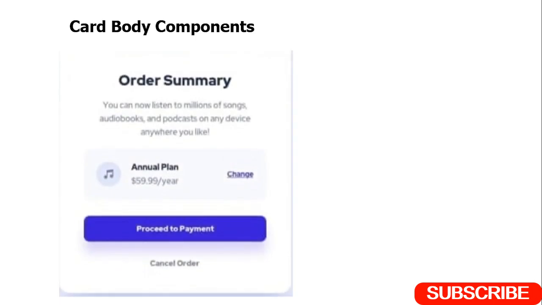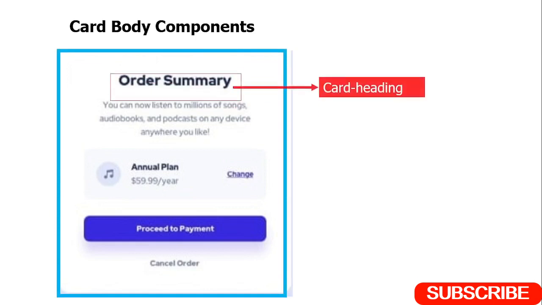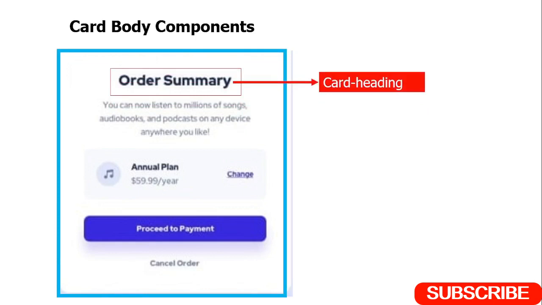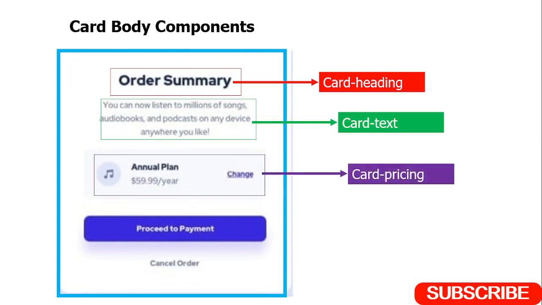Okay, so when you look at the card body component, it also has a number of components in it. This bluish one is the card body. Then we have a heading, that order summary. We are calling it card heading. And then there is some text. We are calling that one card text. And then we have the annual plan pricing. We are calling it card pricing.